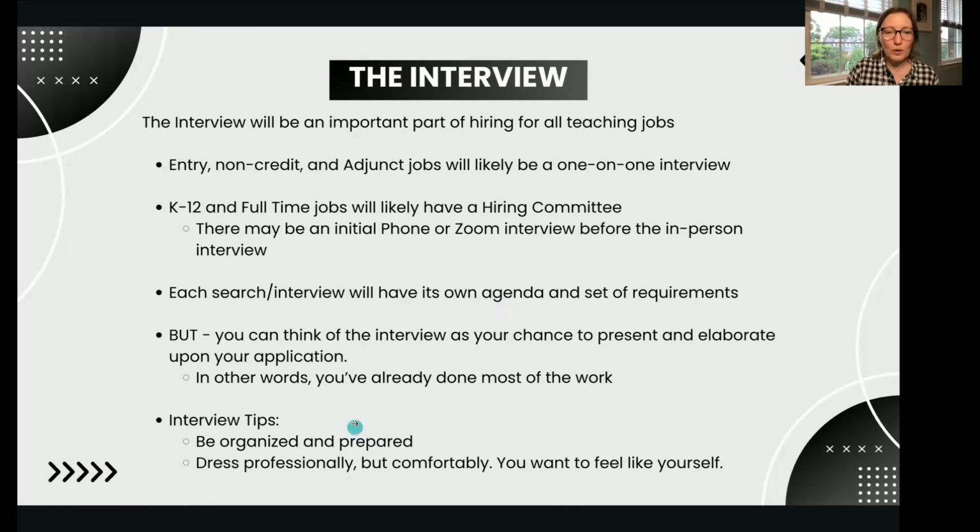A couple of interview tips: you want to be organized and prepared. And a lot of people ask, how should you dress? You may have heard you should dress for the job you want. I don't know if that's necessarily the case for art teachers, because art teachers tend to wear clothes that they don't mind ruining, and you should probably look a little nicer than that in your job interview. So you want to dress professionally but comfortably. Like, you want to feel like yourself, but the most professional version of yourself. If you're not a person who feels comfortable in a suit, don't wear a suit, because you're going to be picking at it and look like you're wearing somebody else's clothes for a while. So dress professionally but comfortably. You want to feel like yourself. All right.